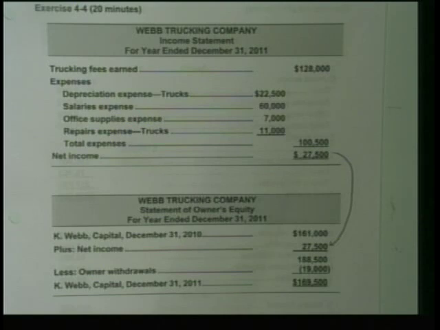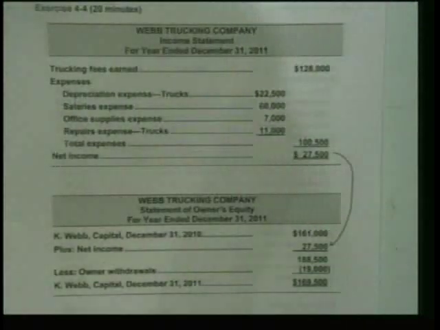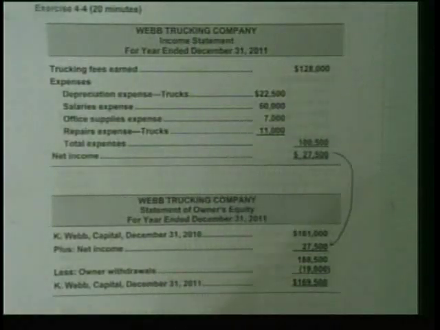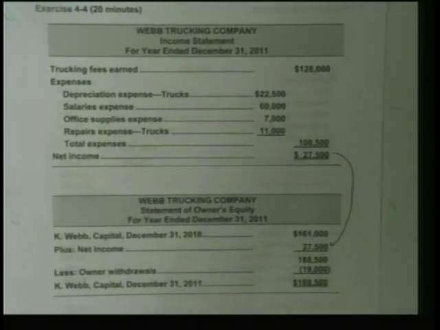I haven't written the test. I'm not sure yet if I'm going to ask you to do financial statements. I always have to be aware of the time. However, you should always be able to do financial statements, okay? Remember, that's the main purpose of accounting, to prepare financial statements to help users make better decisions.